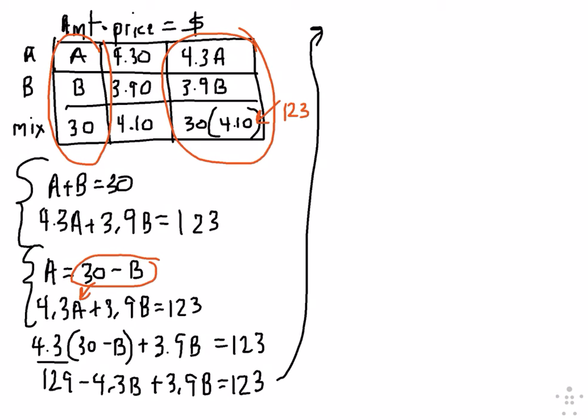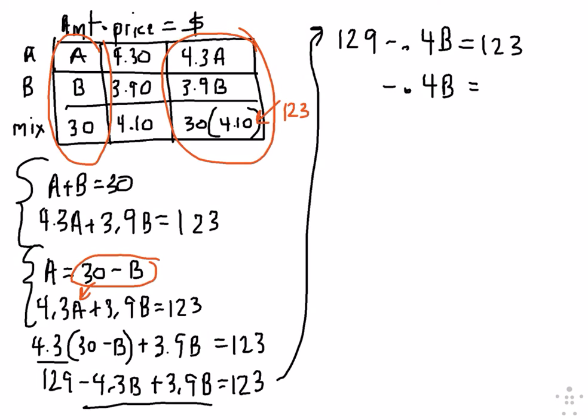So let's come up here. So I have like terms here. So first I have 129. So I have negative 4.3B plus 3.9B. So that's negative 0.4B. Then I subtract 129 from both sides. So I have negative 0.4B equals 123 minus 129, which is negative 6. Then I divide both sides by negative 0.4. And this gives me B equals 15.